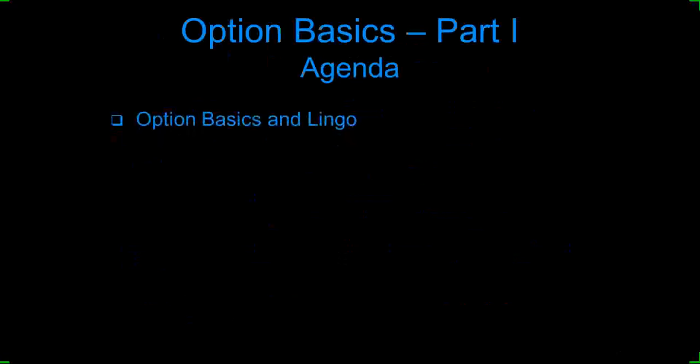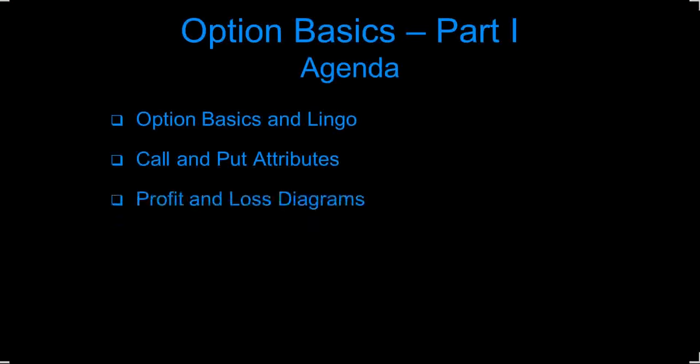So now, why don't we just jump in here and let's see how this goes. Option basics and lingo, that's going to be the first thing we're going to talk about. Then we're going to talk about the attributes of calls and puts. Okay, we're going to discuss those, and again, we're going to stay with the basics of what comprises those. Then we're going to spend some time on profit and loss diagrams.